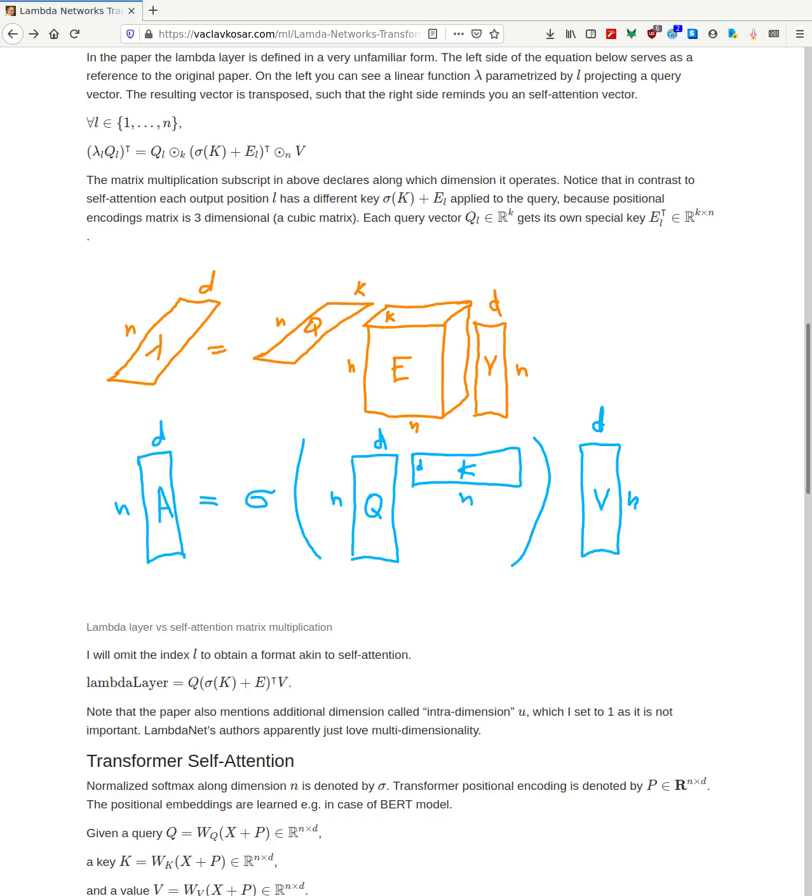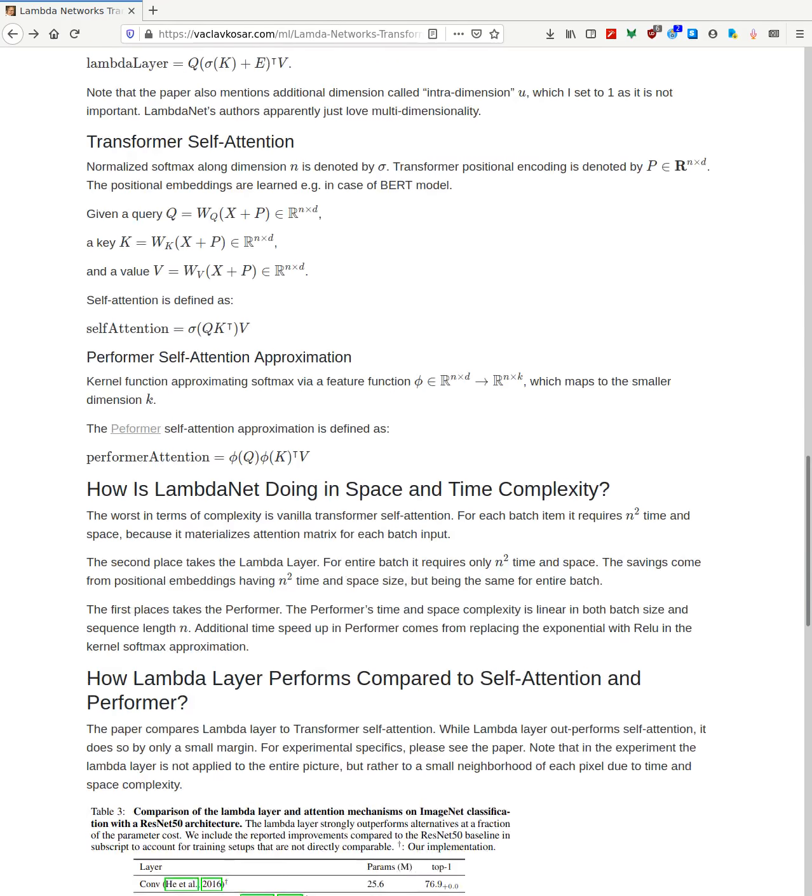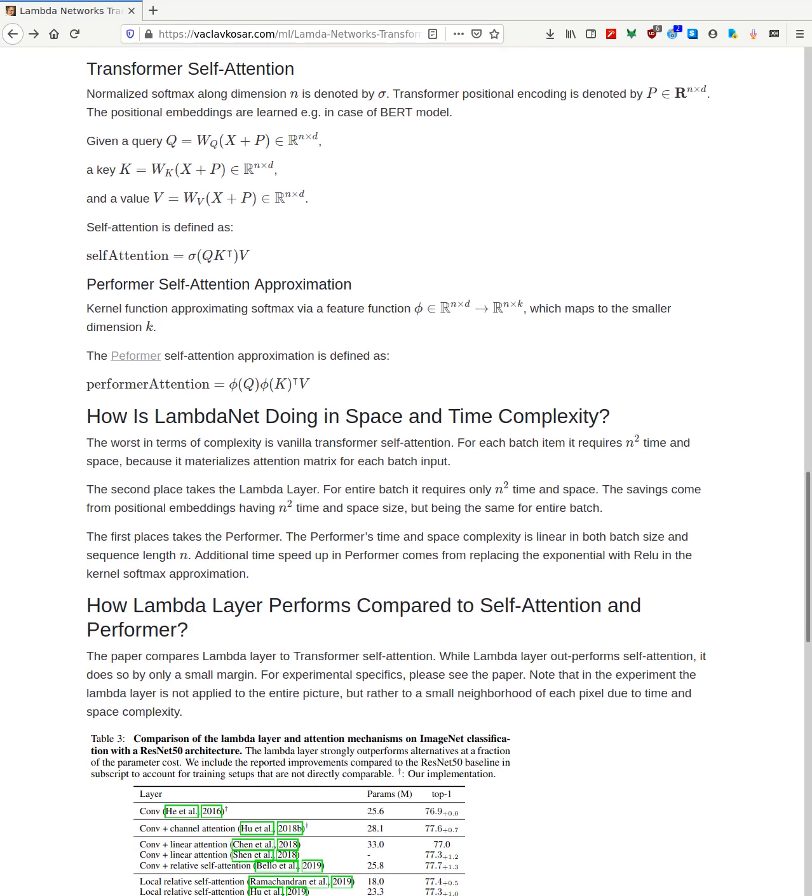All right, so I hope you got some insight into Lambda Layer, because now I will compare it once more to the self-attention. To be fair, we have to mention that in transformer we also have positional encodings, which are also positional embeddings, which are learned, and they are actually added to the input. So everywhere here in the Q, K, and V, we just add a P to the inputs, and then we transform. And the self-attention, as I mentioned before, is softmax of Q and K, and that as a whole times V.